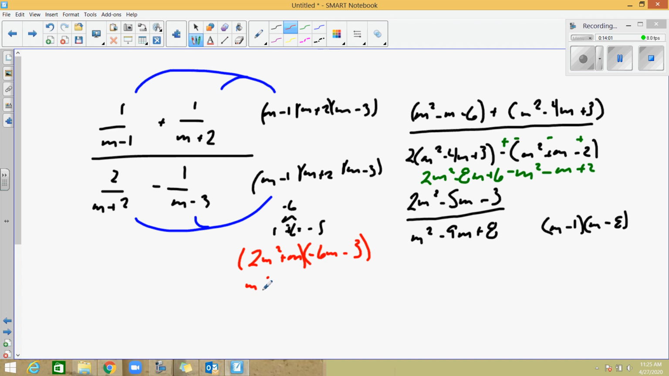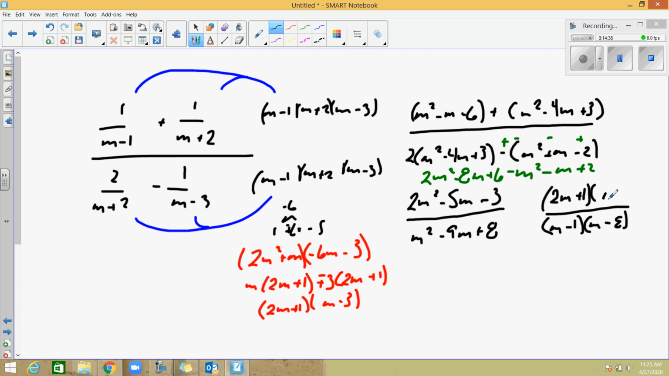I can get an m out, leaves me with 2m plus 1. I'm going to factor out a negative 3, which will give me 2m plus 1. And so I've got a 2m plus 1 and an m minus 3. Okay, so I'm going to insert that back up here. And so I get a 2m plus 1, and I get an m minus 3.